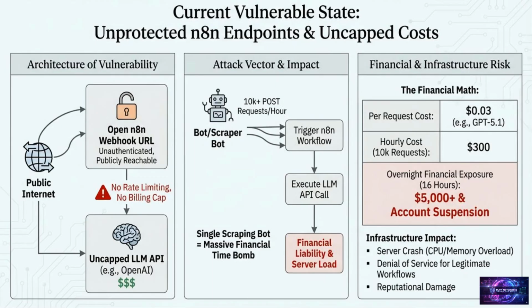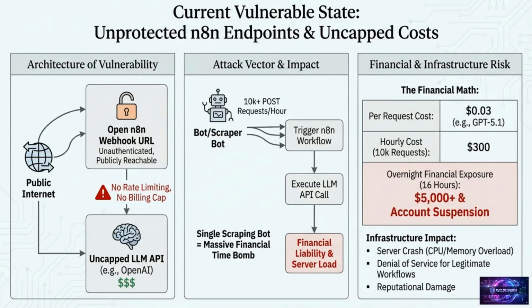Once they have that webhook URL from your source code, they can bypass your website entirely. They can open a terminal and use a simple curl command or a Python script to send thousands of requests directly to your N8N server. The cost of the happy path.